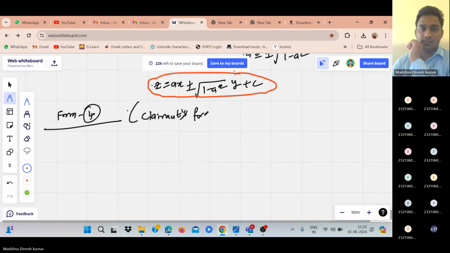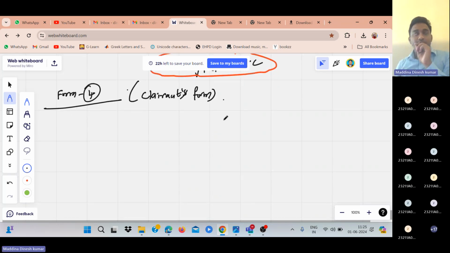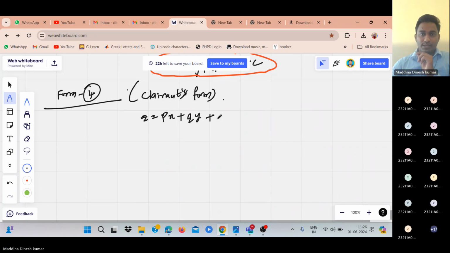Clairaut's form. Okay. In form 1 and form 4, there is a high chance of asking one short answer between these two. So Z equal to Px plus Qy plus f of P comma Q. Okay. So the general solution is the complete solution.